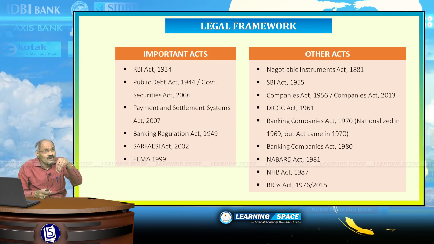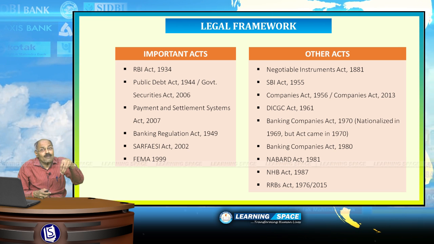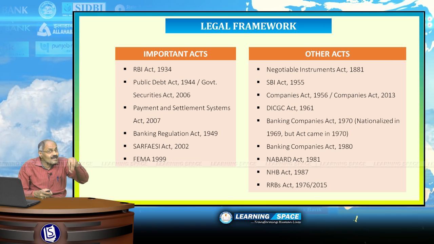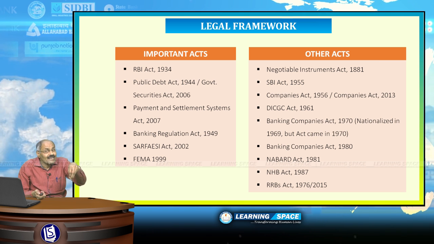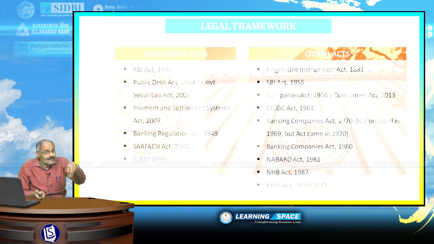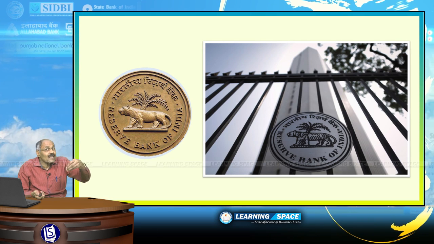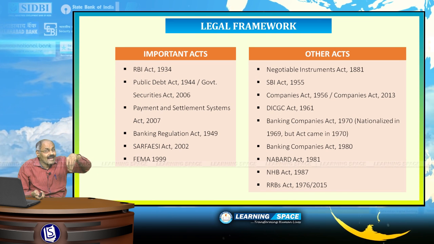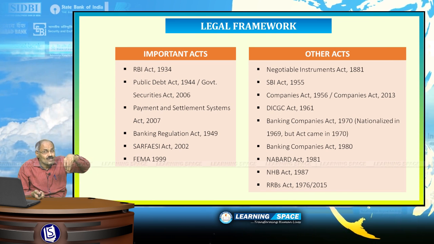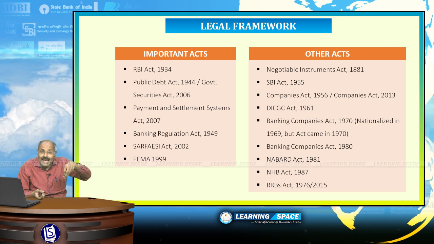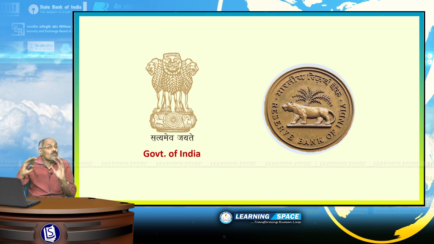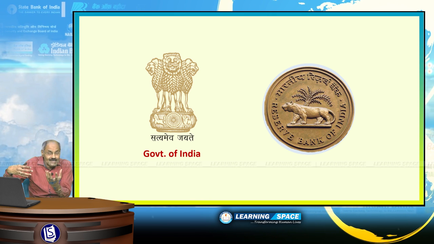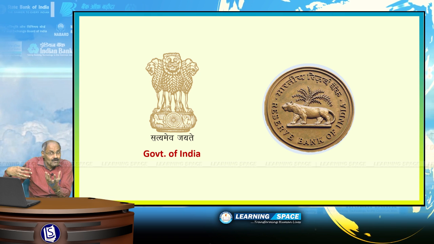And the legal framework, if you look at, under what legal framework is it working? The basic act is the RBI Act of 1934. The Reserve Bank of India basically functions under the RBI Act of 1934. Then comes the Public Debt Act and Government Securities Act. Public Debt Act means the Government of India takes loans from the public. That is called the market borrowing program.